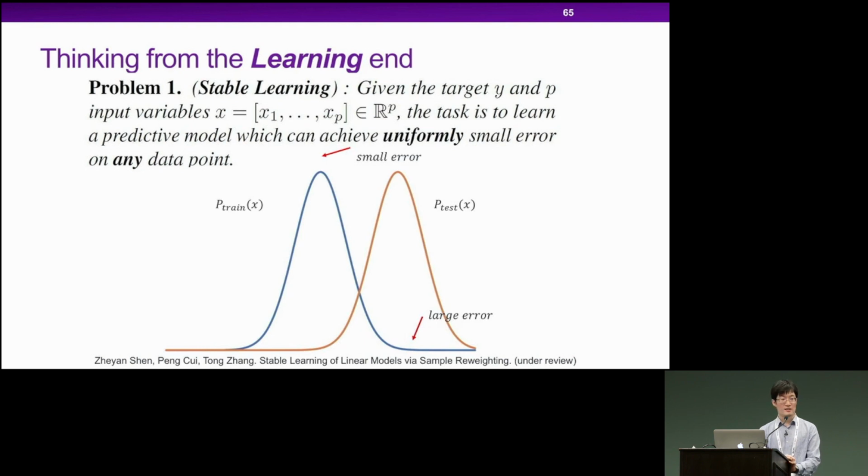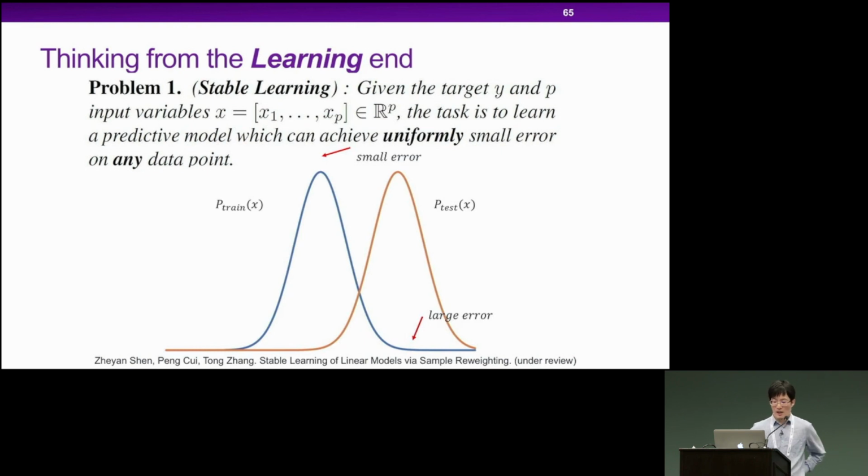So the problem is, how can we guarantee a stable performance? Here the idea is, given the target y and the p input variables x, if we can learn a predictive model which can achieve uniformly small error on any data point, then no matter how the distribution changes, we can guarantee stable performance. That's the basic idea.